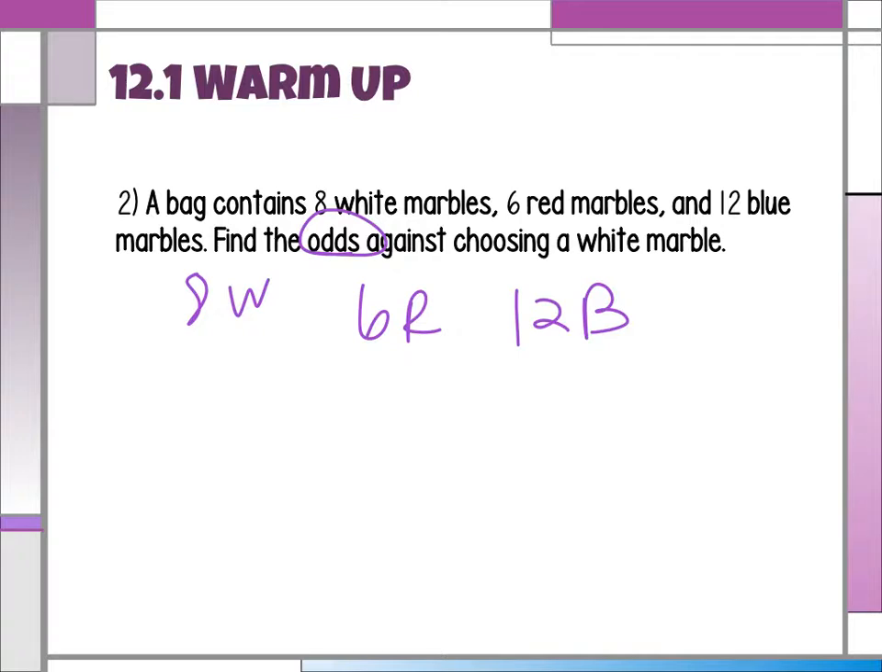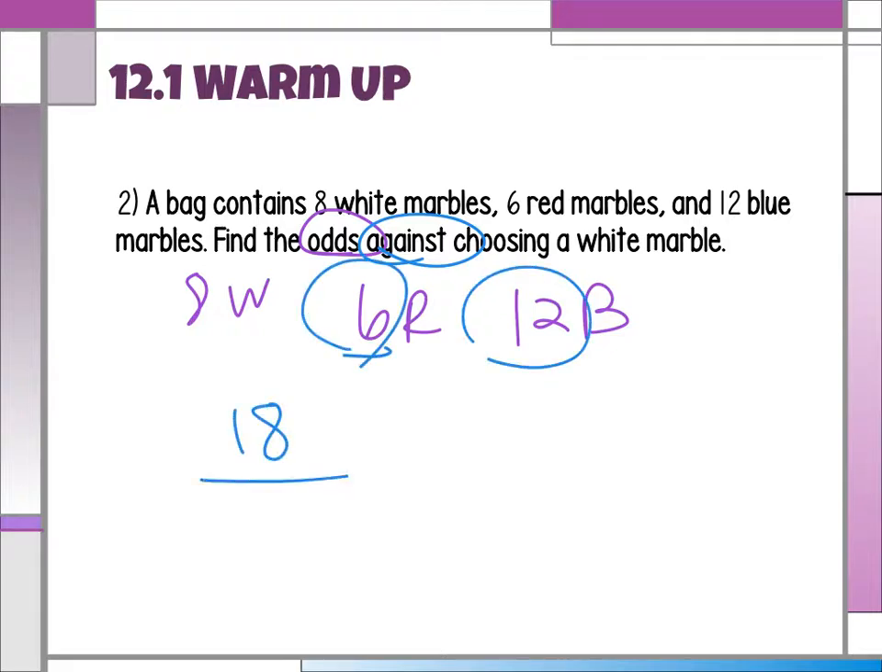Ratio. The ratio, and what's different about odds and probability? You don't use the total. Good. It's not the total on the bottom. It's what you want over what you don't want. And this time it says the word against. So really what we want here is everything but the white. So if I did 6 plus 12, that means 18 over 8, what I don't want. Okay, and this reduces to 9 to 4.